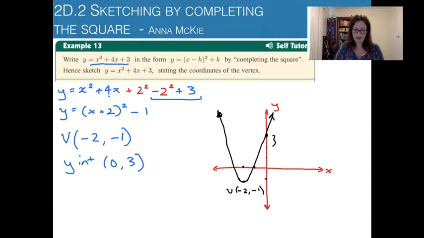So something like that. Arrows on the end, and it's always good form to write the name of that line, and the name of it is its equation. Okay, one more.